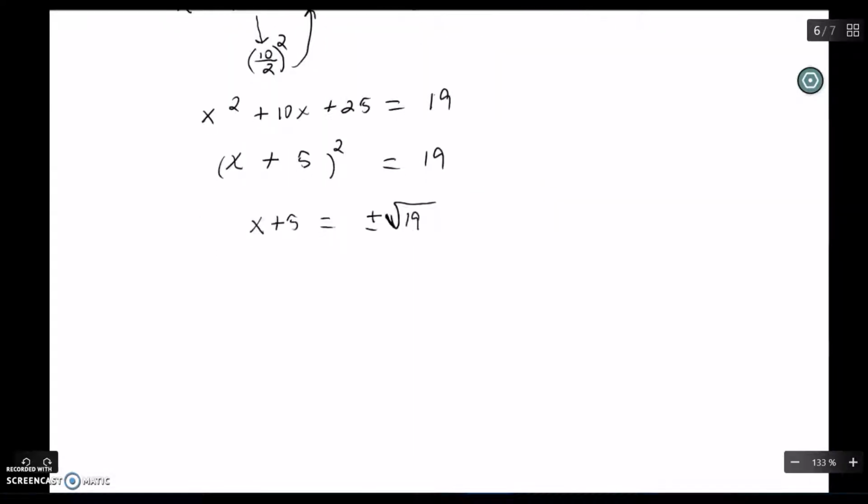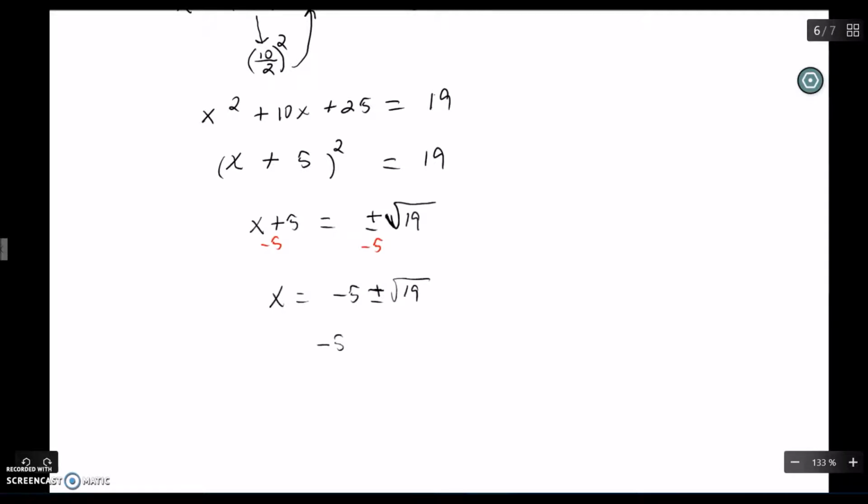All right, so let's go finish this guy off. So we have to subtract 5 from both sides. And so we have x is equal to negative 5 plus or minus the square root of 19. You could leave the answer in that form. I think even my math lab will be okay with that. Certainly on a test, that's fine.